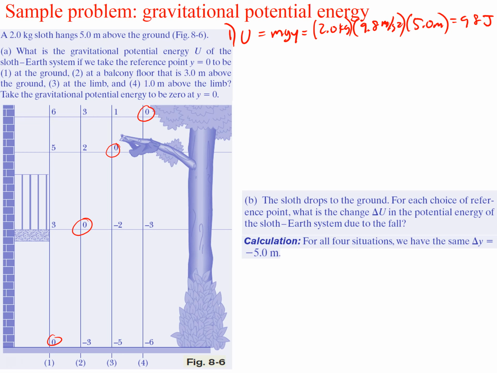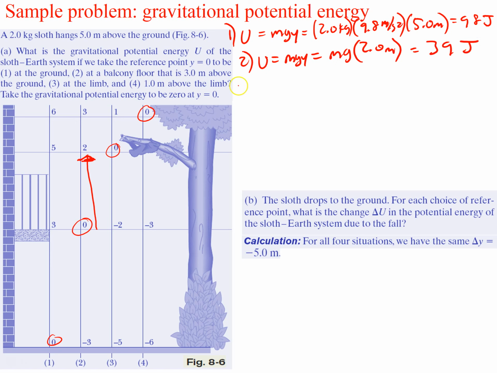That's when it's 5 meters because I'm saying that our ground is our reference point. Now in the second condition, we're using our balcony as our reference point. So potential energy is mgy. So that's just going to be mg times 2.0 meters this time, right? Because we're going from the balcony up to here, which is now 2 meters. That's going to be equal to 39 joules.